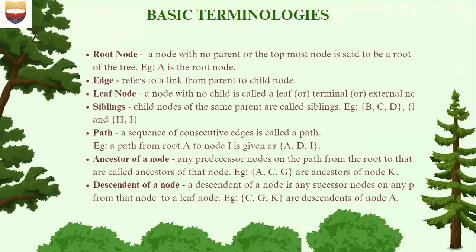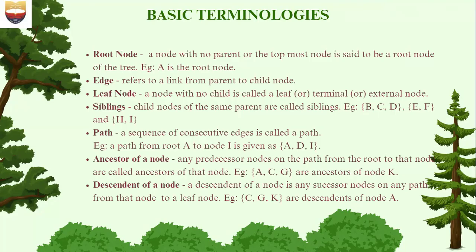Next term is descendant of a node. A descendant of a node is any successor node on any path from that node to a leaf node. Example, C, G, K are the descendant nodes of node A. Leaf nodes don't have any descendants.